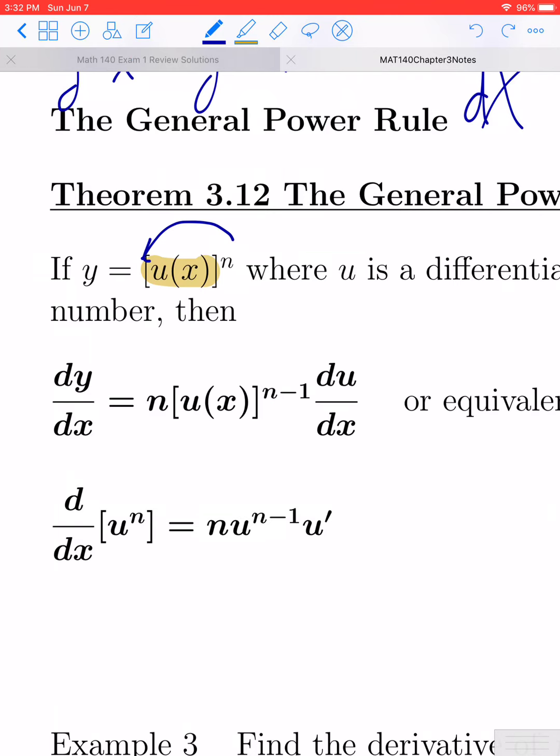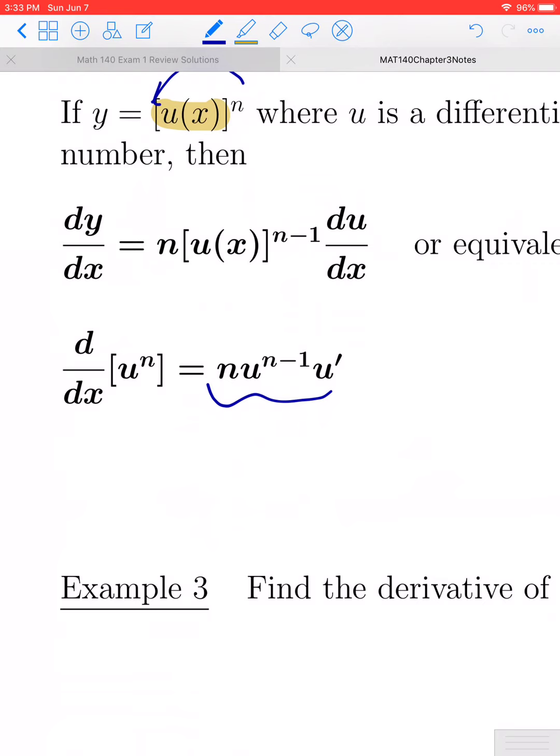So we're going to get n times u to the n minus first power, leave the u of x alone. And then from the chain rule, we need to multiply by the derivative of the inside function. The derivative of u with respect to x, we would call that du dx. That's with the Leibniz notation. If you wanted to write this in the prime notation, then it would simply be n u to the n minus 1 u prime.